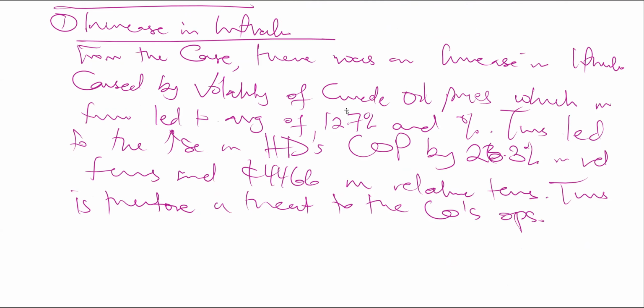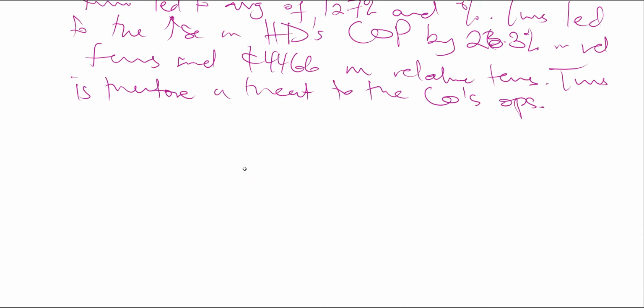This one is even simple. I didn't go that far. So from the case, there was an increase in inflation caused by volatility of crude oil prices, which in turn led to an average of 12.7% inflation. And this has led to the increase in Happy Days' cost of operations by 23.6% in relative terms, and 4,466 in absolute terms. This is therefore a threat to the company's operations, right? Because increasing cost means a reduction in profit, which cannot help you maximize your shareholders' wealth. You see how it is. So it is just that simple. But a lot of people just list. So that's all about PESTLE. I'll just give you an illustration. We do not have time, right?